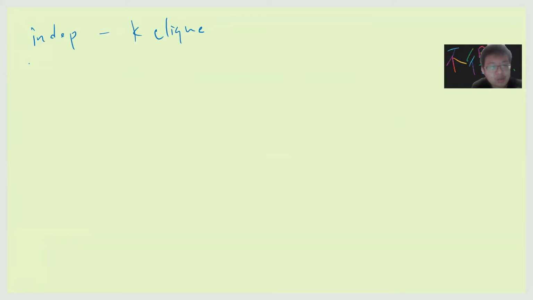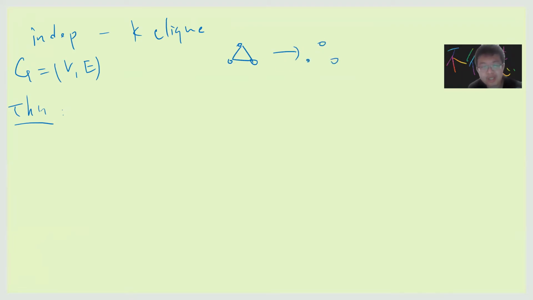Okay, so let's say we start from V, E, and the very simple theorem is the following, right? The k-clique means the k-complete graph, right? So if you take this k-complete graph and you empty all the edges, this means that somebody gives you a k-clique, and if you remove all the edges, it becomes an independent set.